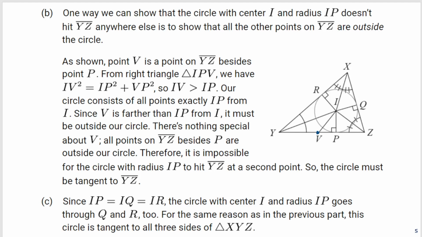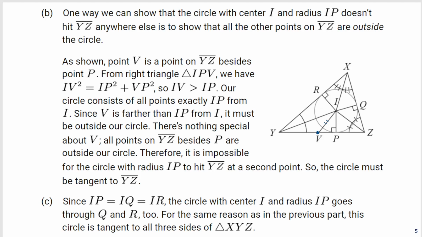So as shown here, point V is on YZ, right, besides point P. From right triangle IPV, the hypotenuse is of course longer than the leg IP, right? Because of the Pythagorean identity. So IV is larger than IP. A circle consists of all points exactly IP from I. Since V is further than IP from I, it must be outside of this circle, right? Any point besides P must be outside of the circle I. Can you see that? We have just proved that, right?